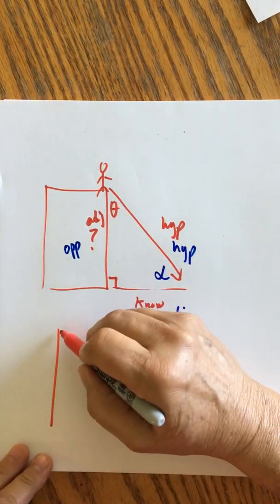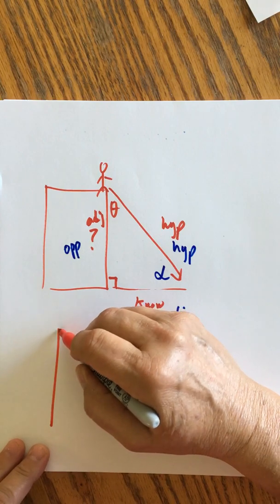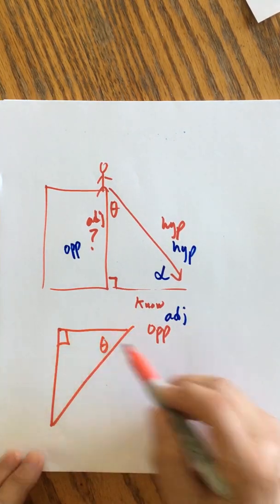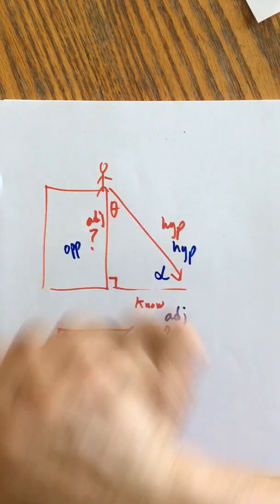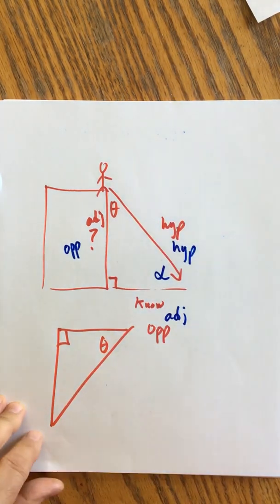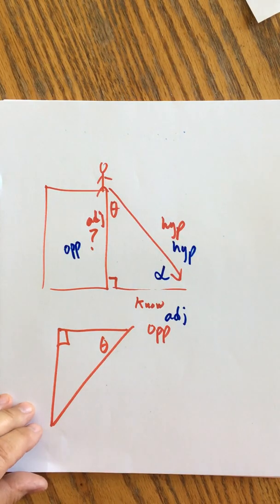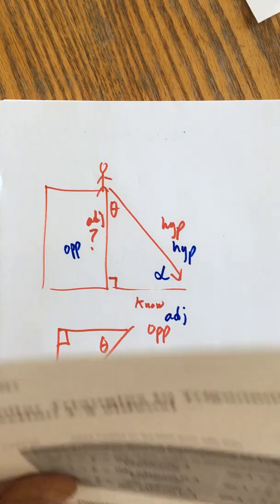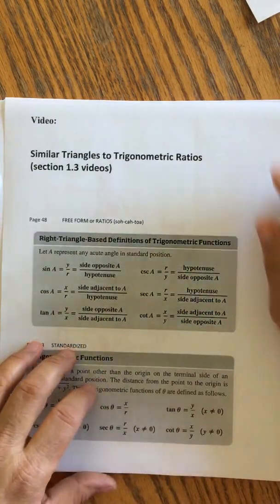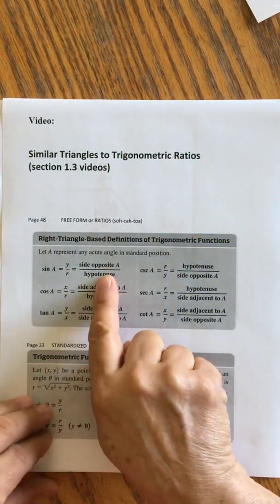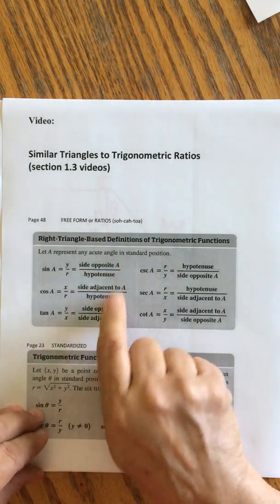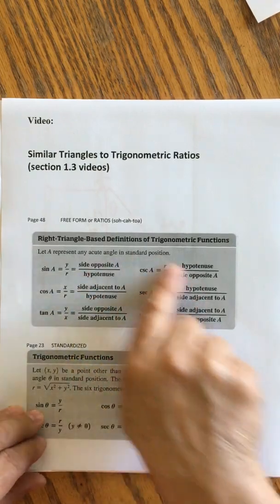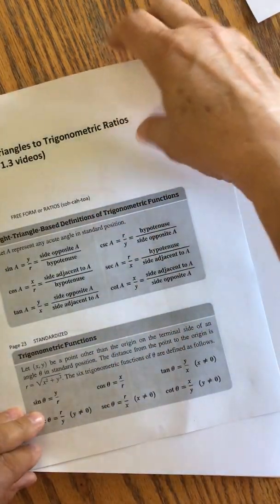I could have a right triangle something like this, and there's my right triangle, and maybe I pick this angle. So it doesn't matter. I could move that around however you want. But essentially what happened then is we defined, and this is in your book on page 48, these ratios of the sides, like opposite over hypotenuse and adjacent over hypotenuse, and so on and so forth, the 6 possible ways you could combine those 3 sides into ratios.